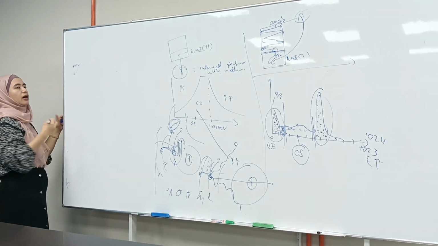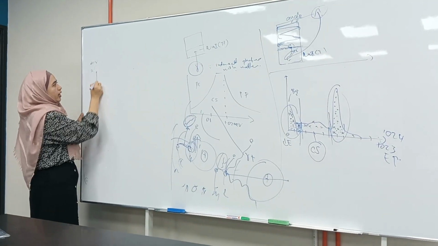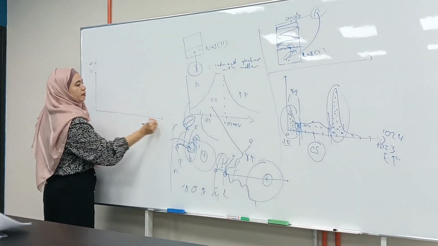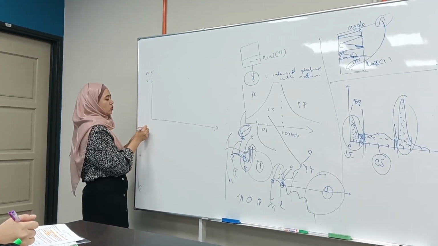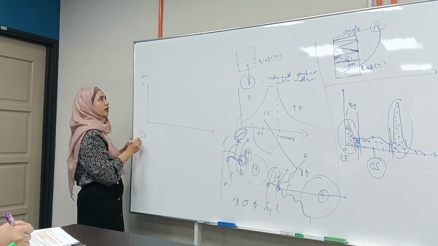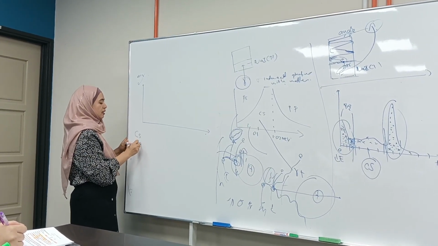Okay, now how do we identify this? First, we have to calibrate our detector system. So how do we calibrate? You take a known source. So you have cesium, you have americium, and you have cobalt.